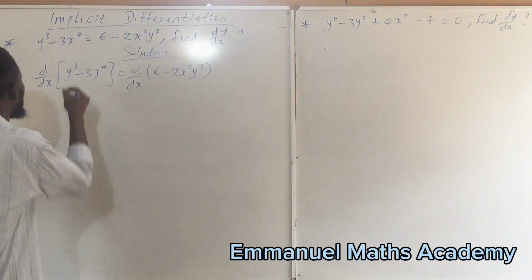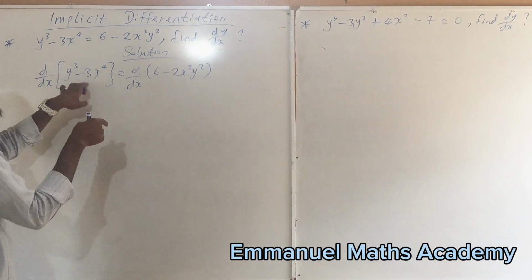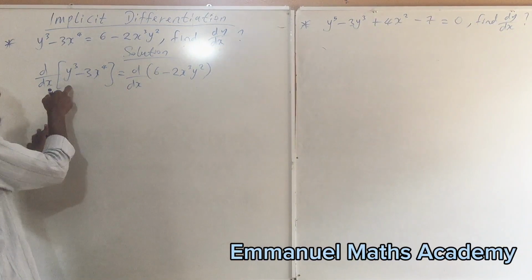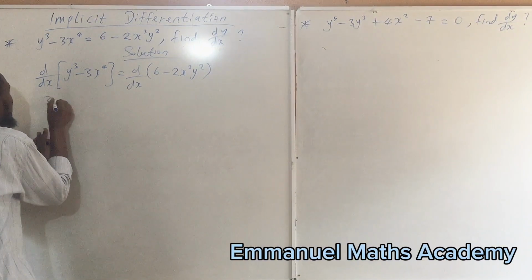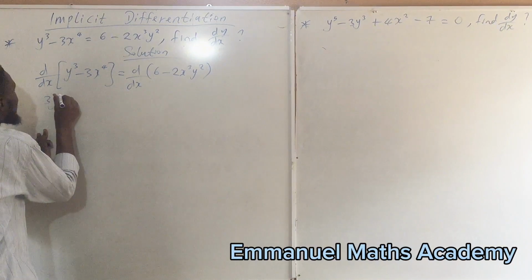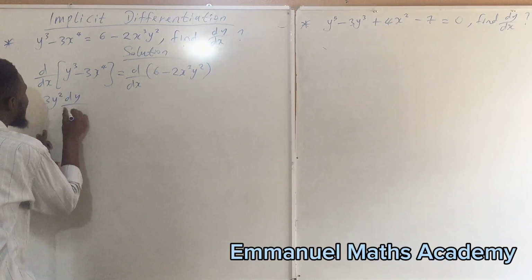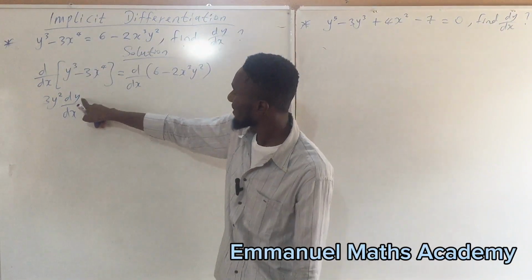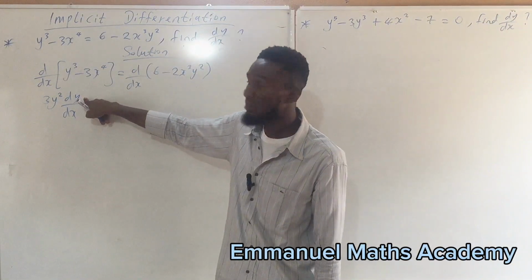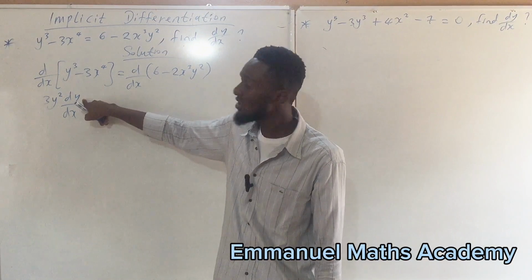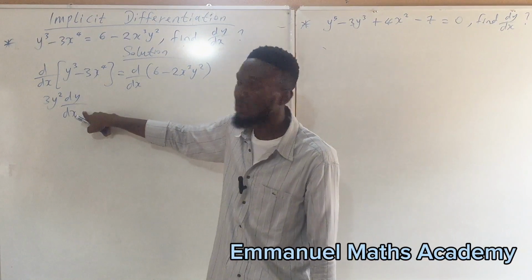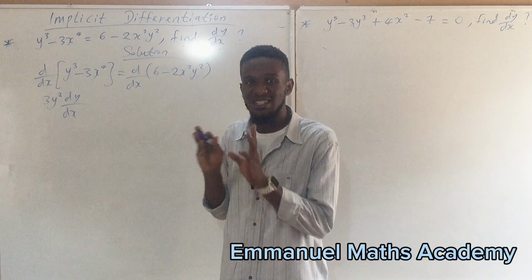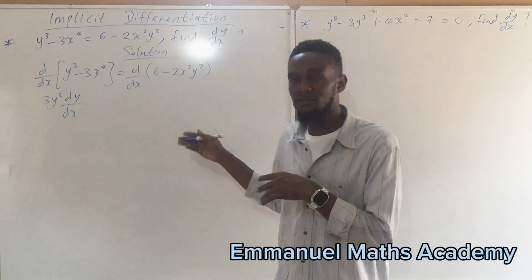Now, you differentiate this. If you differentiate this, you have 3y raised to power 2 dy dx, because we are having y here and not x. But remember that your y is a function of x. When you differentiate y, you now put your dy dx. That's just the simple idea behind implicit differentiation.